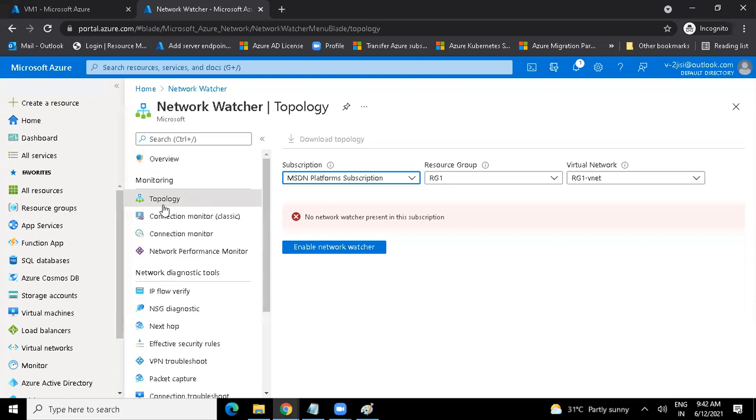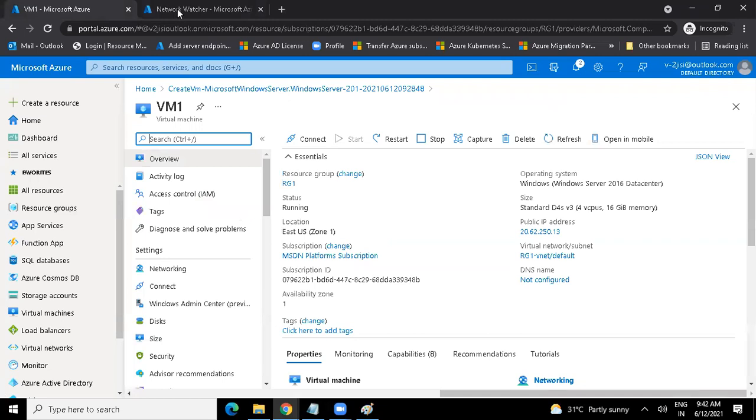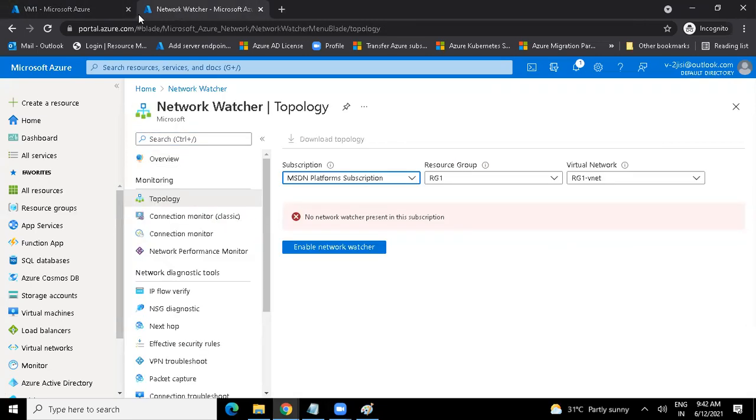Sinan, I hope you got what we can see with the topology. With the topology, we can see a graphical representation of how things are. Yeah, I saw that. But I didn't understand the IP flow verify and NSG diagnostic. Let me explain.